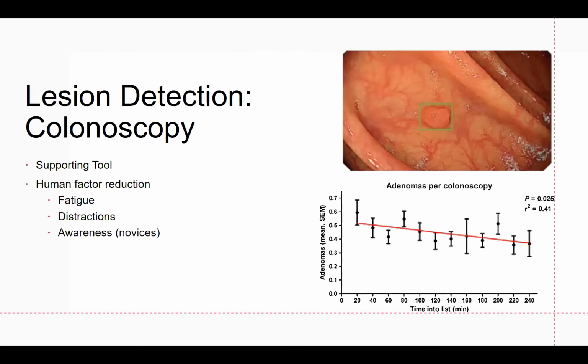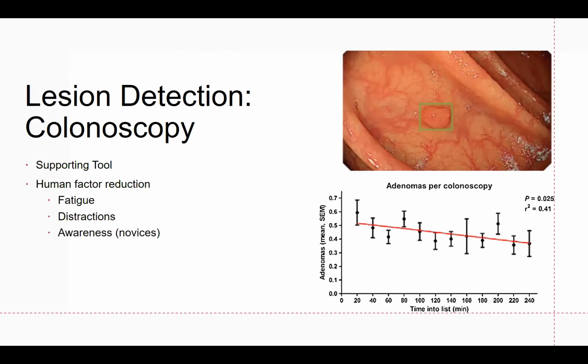So then moving on to AI using lesion detection. I put a slide up showing it on a still in action, where you've got a little polyp and a computer has put a box around it using image processing. Now, we published this graph about a decade ago from the endoscopy unit, and what it shows is that during a 4-hour list, an endoscopist will pick up more adenomas at the beginning of their list than they will at the end of it.